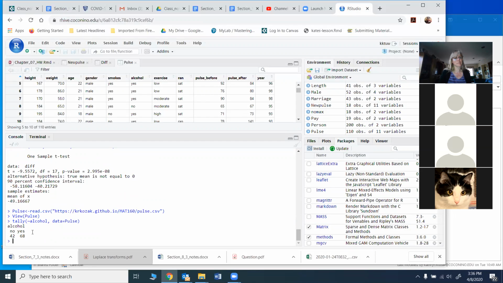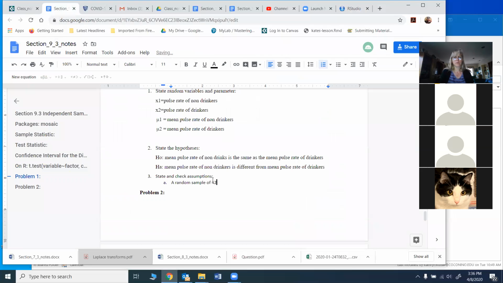So notice they're not the same size. So I'm going to say over here that I have a random sample of 42 pulse rates of non-drinkers is taken. And separately, a random sample of, and how many did I say that was? What was the other one? Of 68 pulse rates of drinkers is taken. So that again is where I state it. I've just stated what I want to have happen. I don't know if that's actually what happens, but this is what I wanted to have happen. Now I can check it.